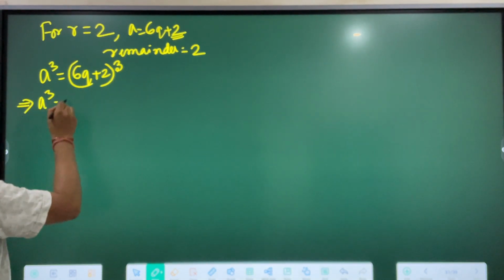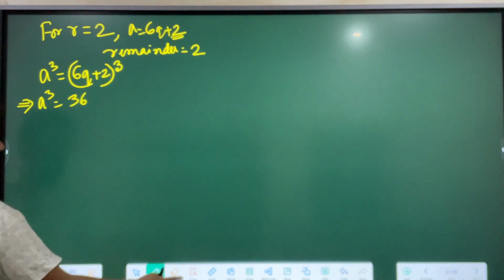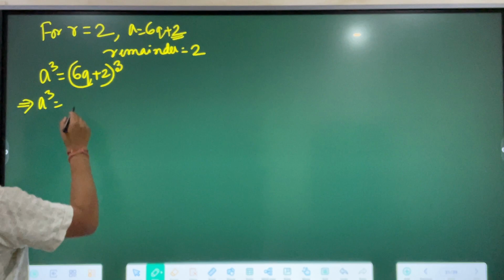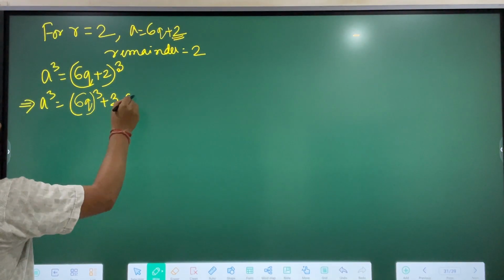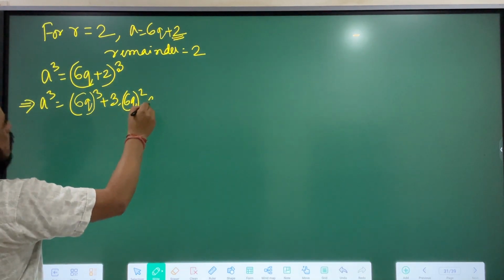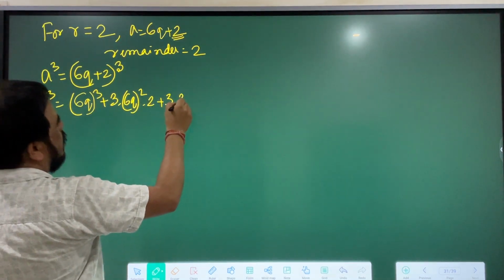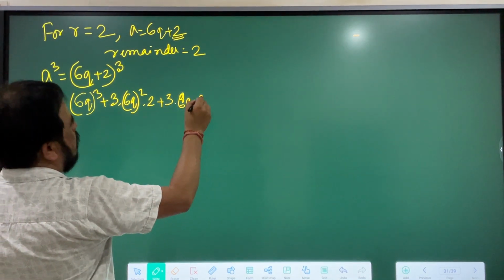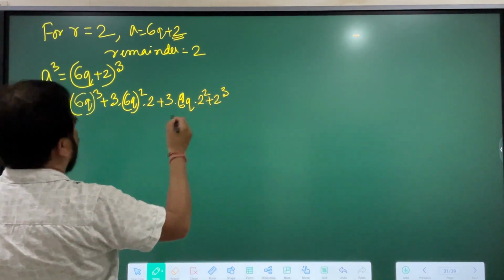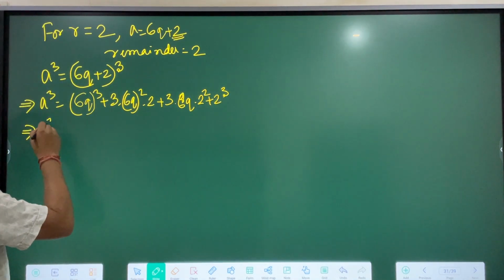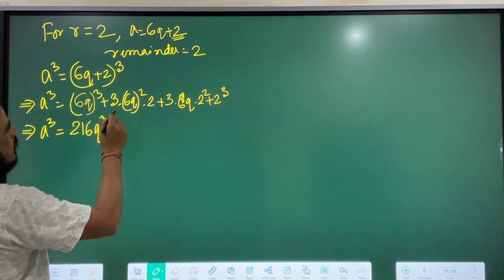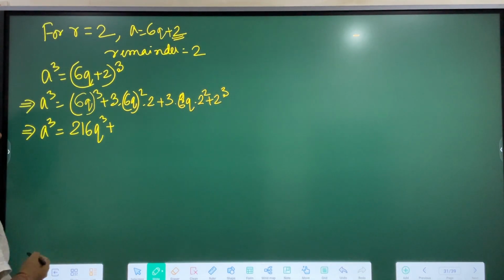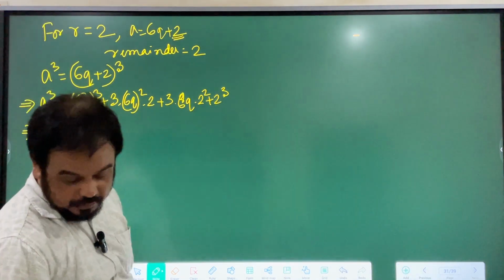A cube is equal to (6Q) whole cube plus 3a square b plus 3a b square plus b cube. A cube is equal to 216Q cube plus 3 into 6 into 36.